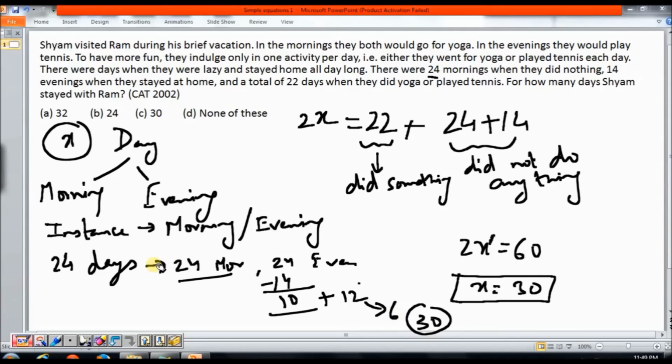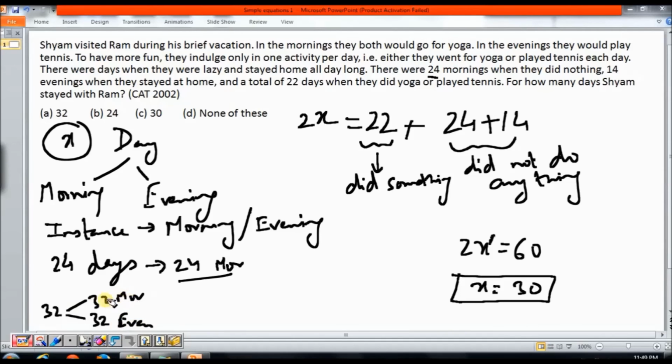Another way is, since the options are given, I can try to use the options. Let me try with the first option. The first option says 32. So if the number of days for which Shyam and Ram stay together is 32, then there are 32 mornings and 32 evenings. Out of these 32 mornings, they didn't do anything on 24 mornings, so on the remaining 8 mornings they must have done something. And out of 32 evenings, they didn't do anything on 14 evenings, so on the remaining 18 evenings they must have done something.